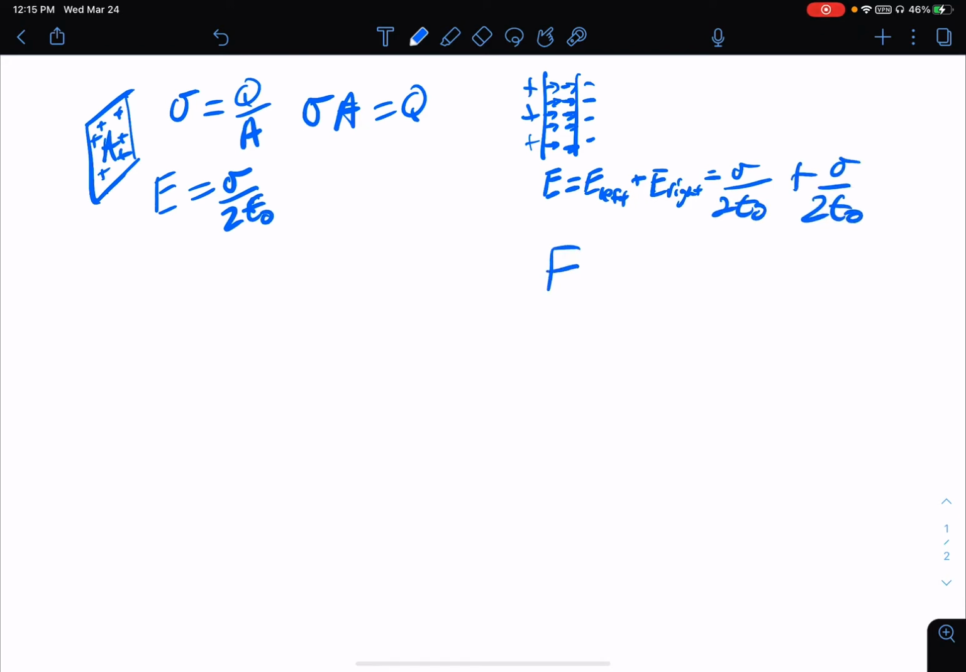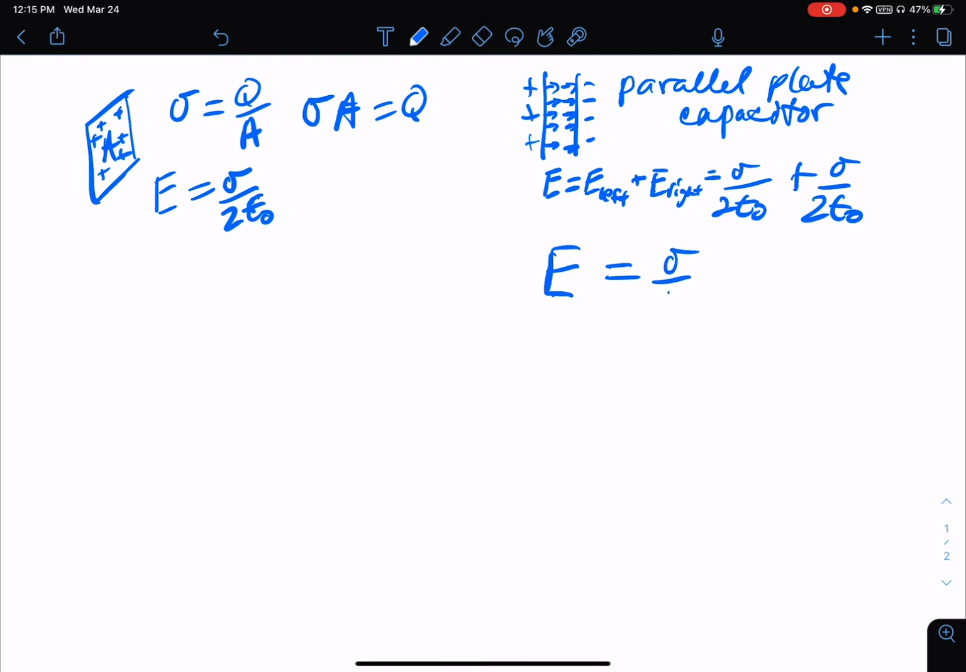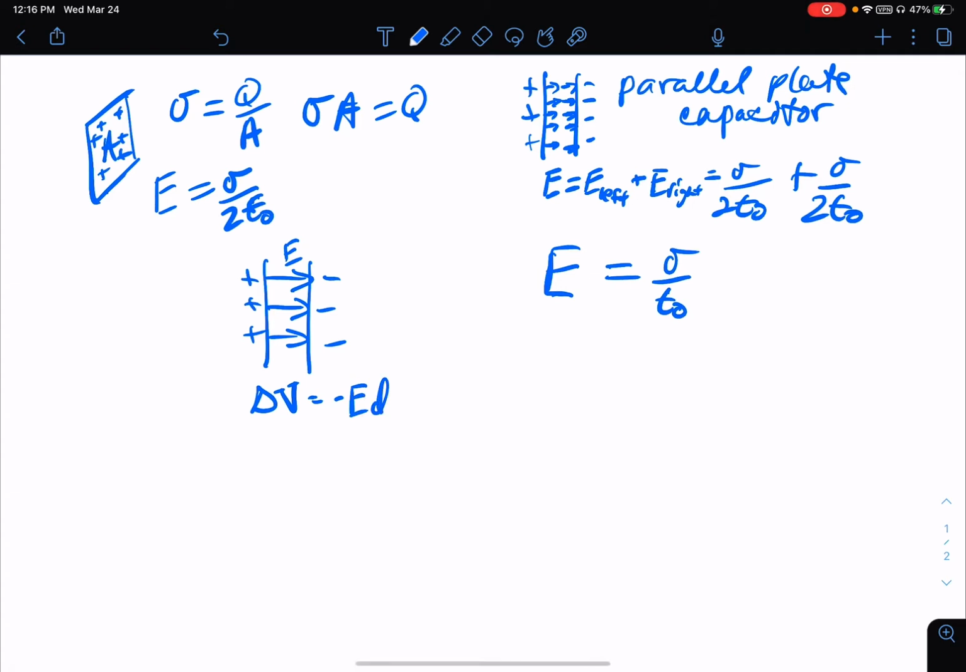So the E field for a parallel plate capacitor is the sum of the two, the charge density divided by epsilon naught, like that. And it's a constant. We would typically draw it with the lines going all the way across, out of the plus and into the minus, like that. So this E field is a constant. We also know that the potential difference between the left and the right is equal to negative E times D, where D is the separation between the plates, like that.